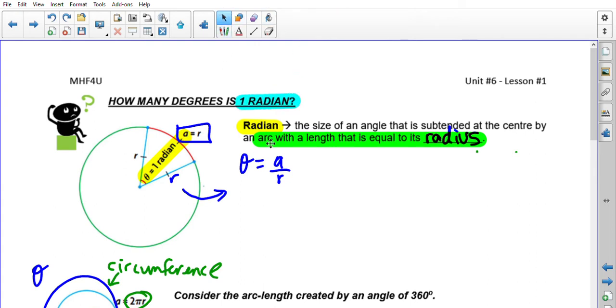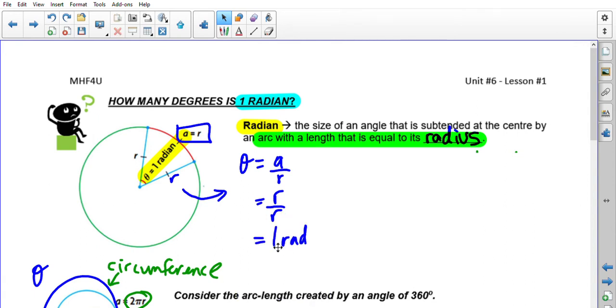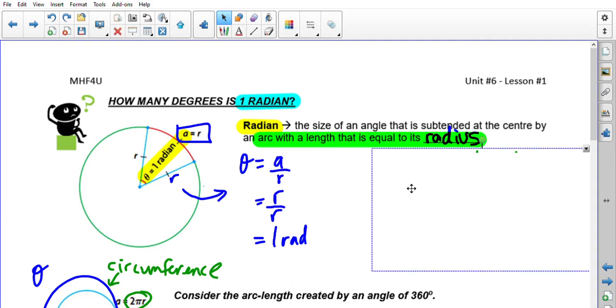Okay, so let's figure out with our formula what that means, right? So we know theta equals A over R, and based on this case, they're telling us that the arc length is the same as the radius. So A equals R. So I'm going to write that as R divided by R, and that leaves us with the number 1, right? So 1 radian is when A is equal to R. All right, how is that going to help us with degrees?